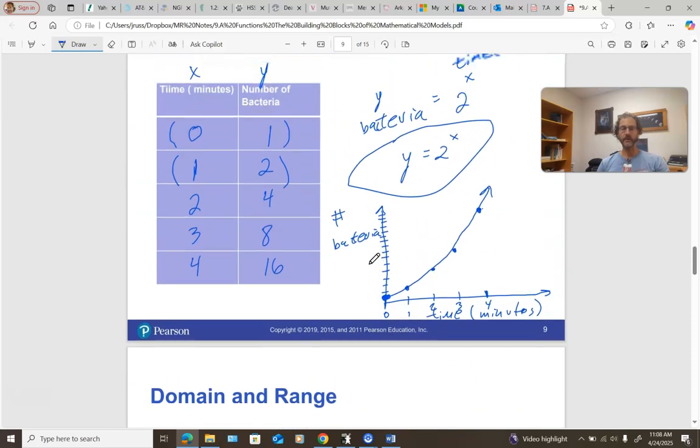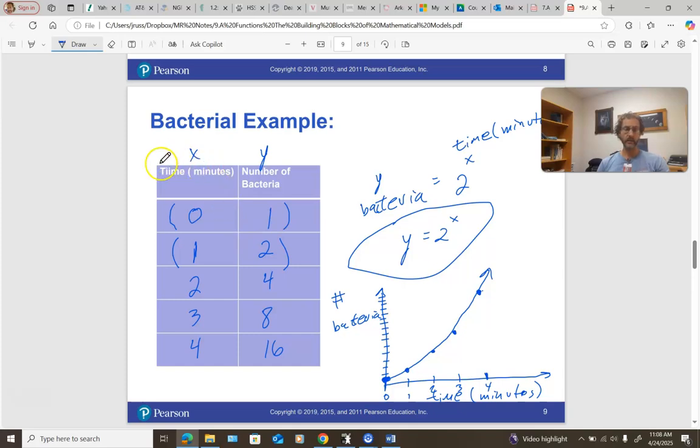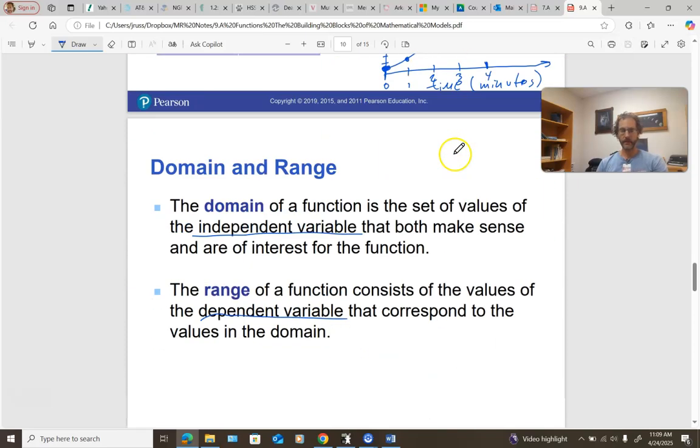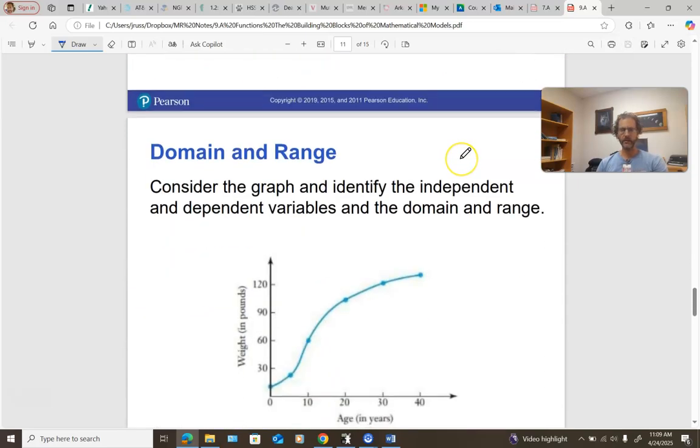So if I go back to this previous example, since time was my independent variable, these values right here represent values of the domain. Okay. And then my dependent variable was the number of bacteria, and these values, the 1, 2, 4, 8, 16, these represent values in my range, or in the range of this function. Okay. All right. So let's get a little bit more practice with this.